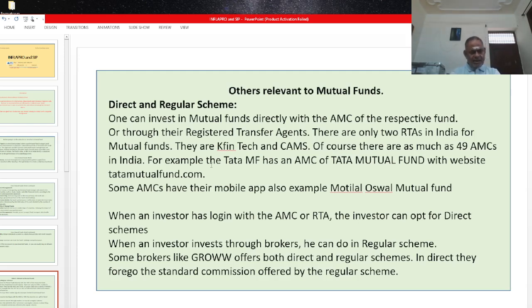When an investor has login with the AMC or RTA, the investor can opt for direct schemes. When an investor invests through brokers, he can do in regular scheme. Some brokers like Groww offer both direct and regular schemes. In the direct, they forego the standard commission offered by the regular scheme.